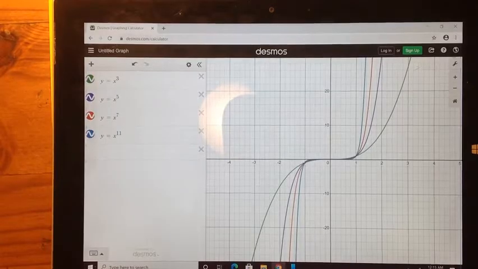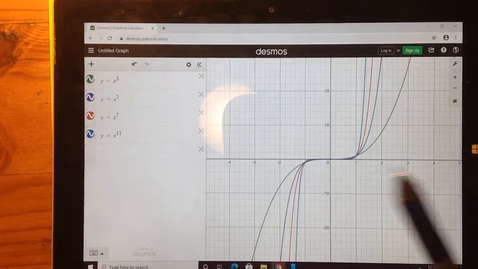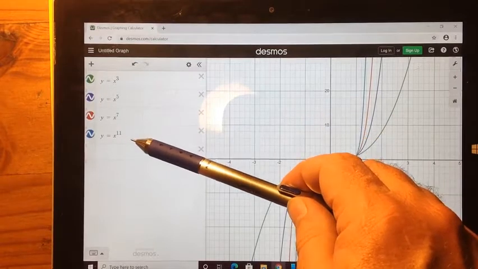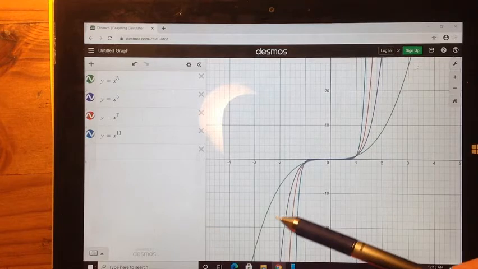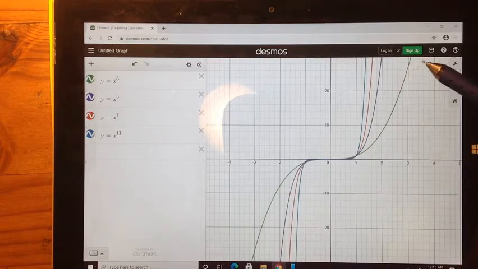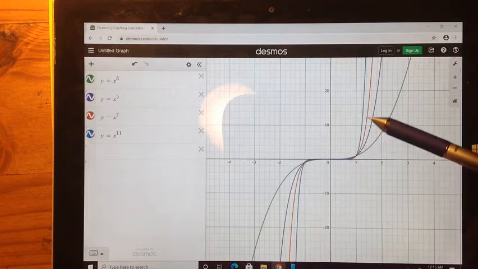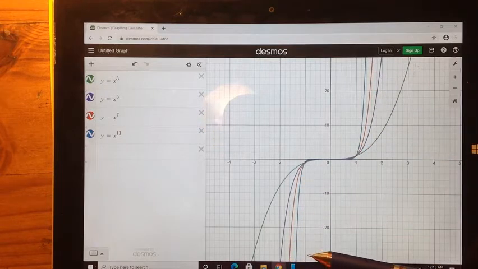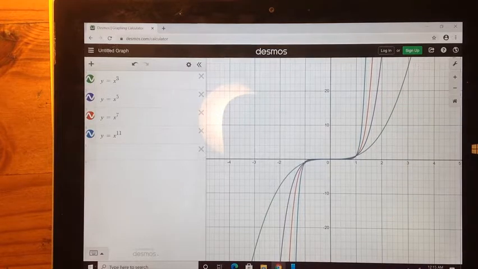Okay. So you can see here now we are looking at x to the third, x to the fifth, x to the seventh, and x to the 11th. And once again, x to the third is the widest one, out here on the edge, the green one. Next is x to the fifth, then x to the seventh is the red, and then the innermost, the blue, is x to the 11th. Okay? They have the points in common. Kind of hard to see here.